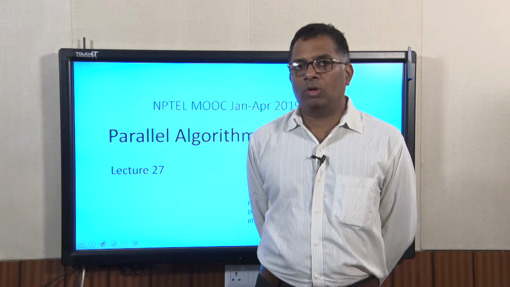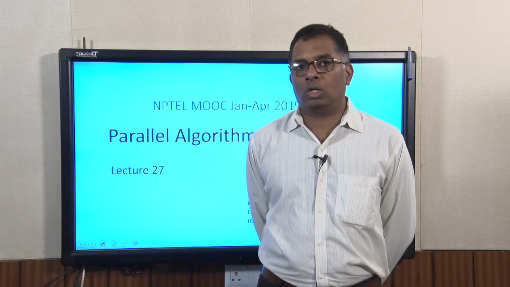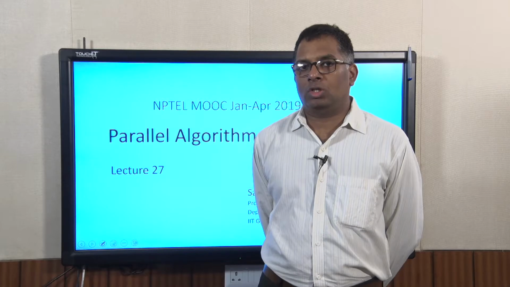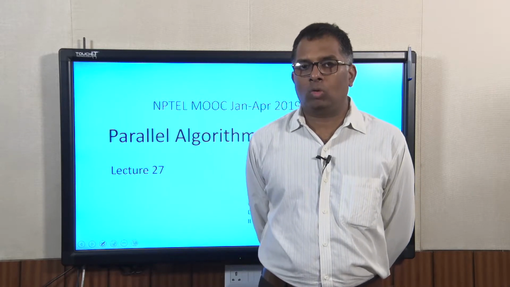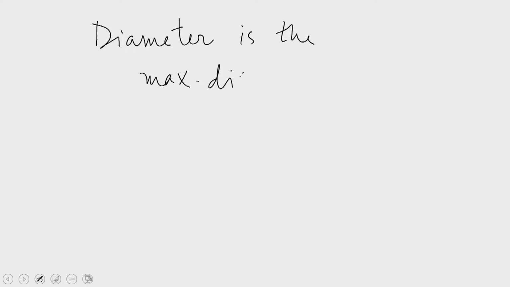In the previous few lectures, we have seen some algorithms that work on interconnection networks, and we shall see some more today. When we discuss interconnection networks, two of the parameters that are of relevance are the diameter of the network and the bisection width of the network. What I mean by the diameter of a network is the maximum distance between any two nodes in the network.